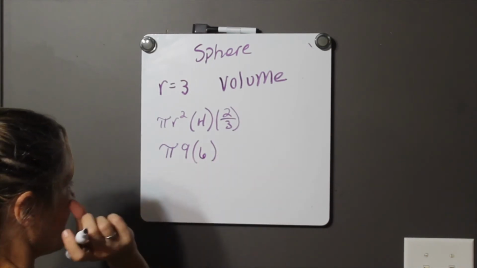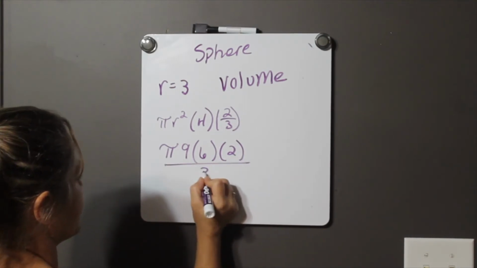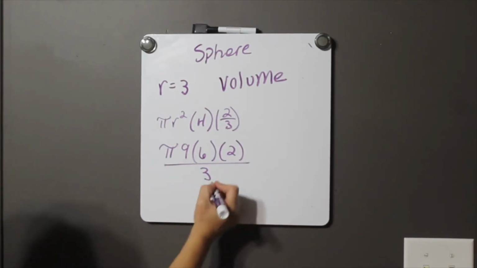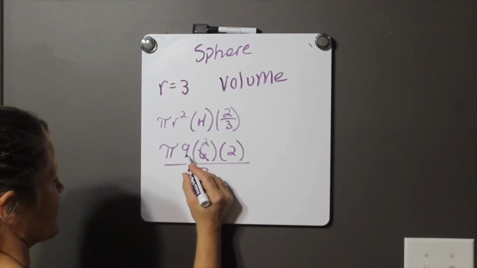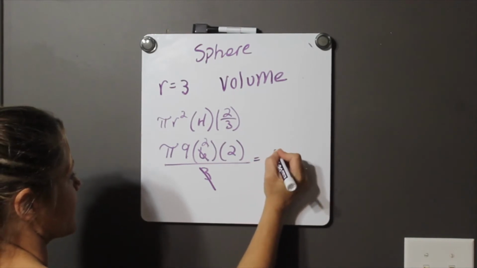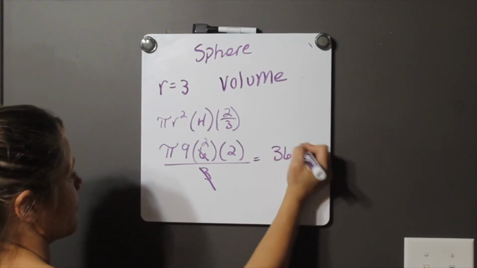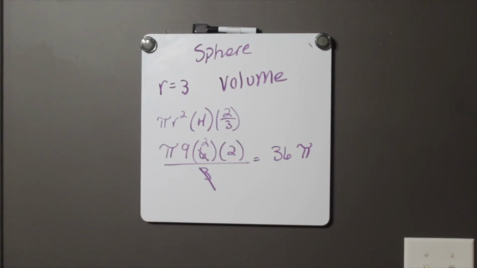And then we're going to multiply that times 2/3, so you can do times 2 divided by 3. And we can cancel here. And we can say 9 times 2 is 18. 18 times 2 is 36 pi. So the volume of a sphere with a radius of 3 is 36 pi.